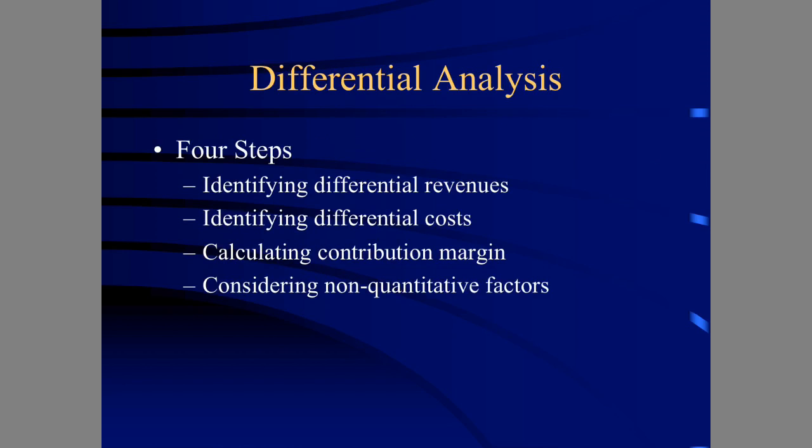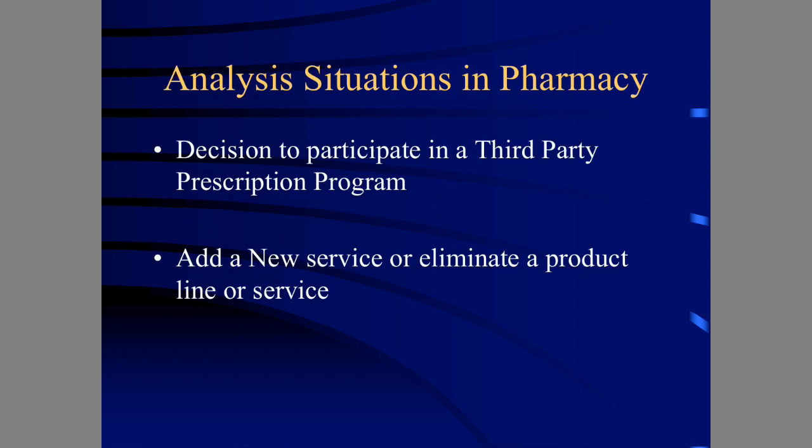So the 4 steps in doing differential analysis are the following. Identify differential revenues. Identify differential costs. Calculate that contribution margin and consider non-quantitative factors. A situation where differential analysis may be applied is how we decide, do we participate in a third-party prescription program? And I think this is very important when you're deciding, should I belong to a preferred network or not? Or should I add a new service or not, such as some type of MTM service, a packaging service, or any type of point-of-care testing service?